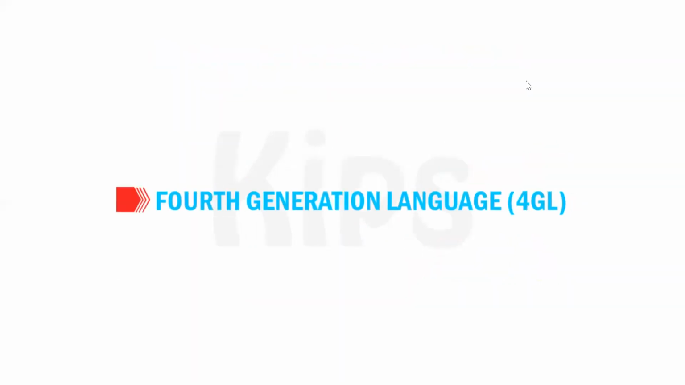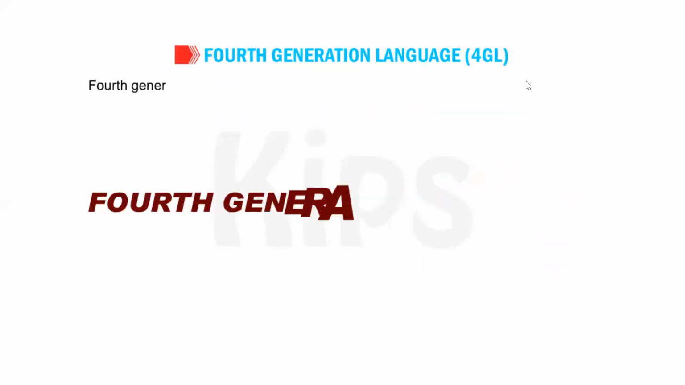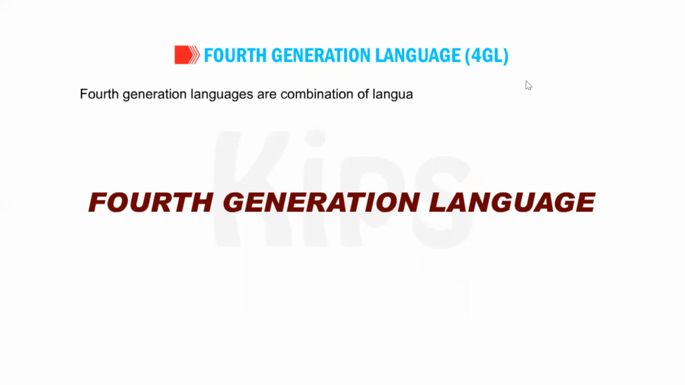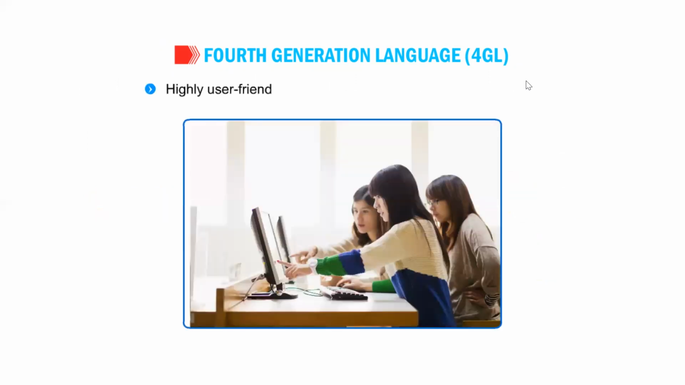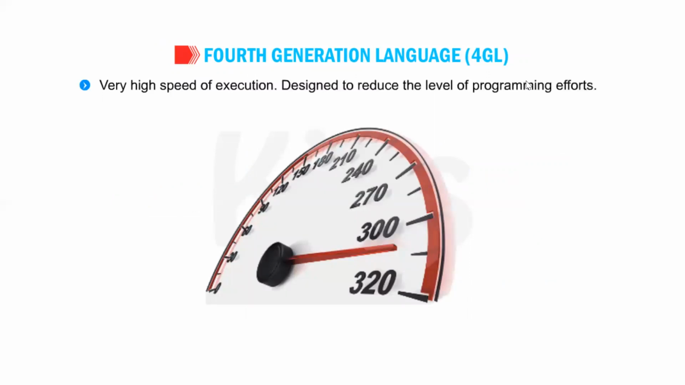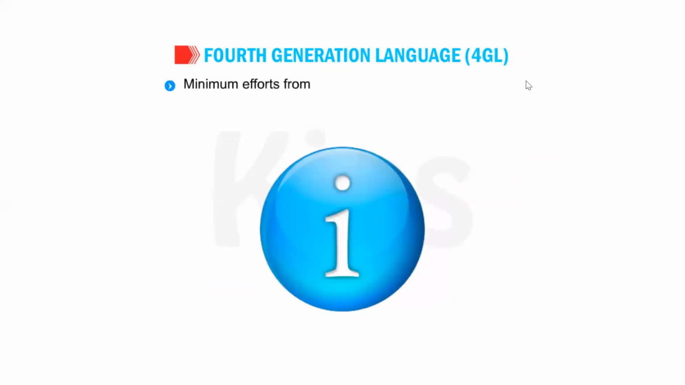Let us understand about fourth generation language, 4GL. Fourth generation languages are closer to human language than any other high-level languages. Fourth generation languages are a combination of languages with the following features. Highly user-friendly and independent of any operating system. Very high speed of execution, designed to reduce level of programming efforts. Minimum efforts from the user to obtain any information.